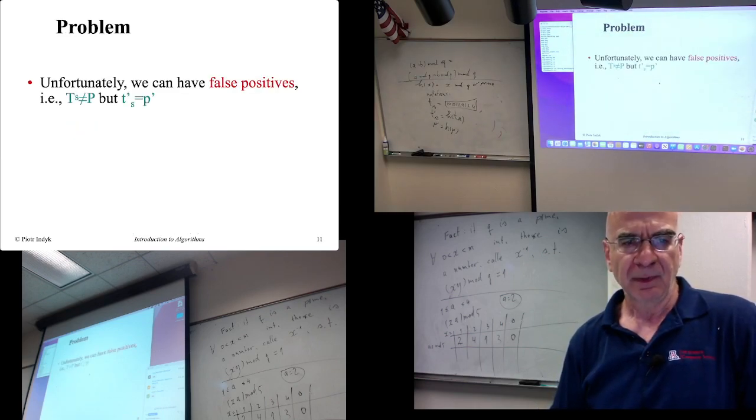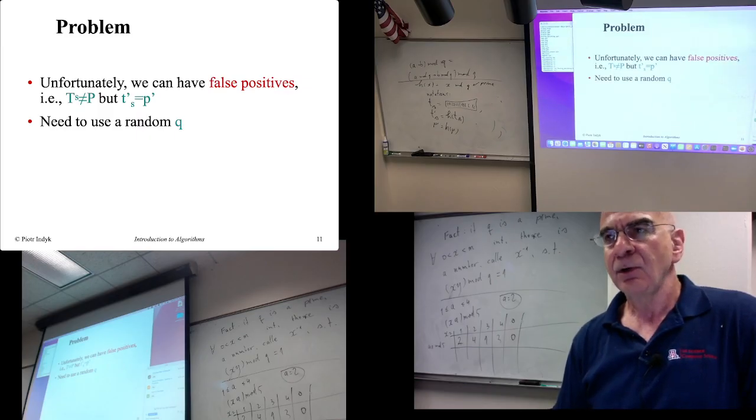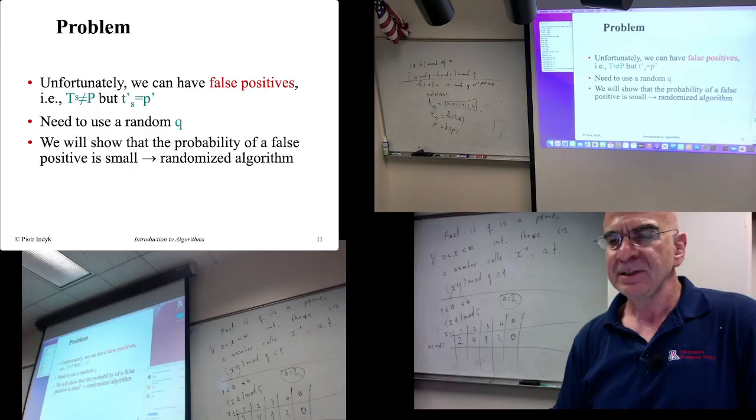And the problems are, of course, false positives. It could be that the strings don't match, but the hashed values, denoted by the numbers with prime, do match. So we need to use a random prime. And there will be some rules about what this random prime is. And the way that we're going to use it is, to my taste, extremely cool.